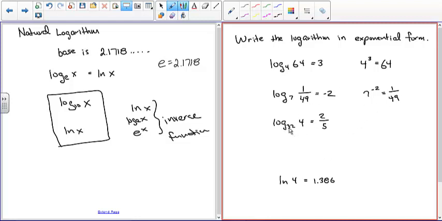Okay, so here we have log of 4 base 32 is 2/5. So this is your base, 32 raised to the 2/5 power equals 4.